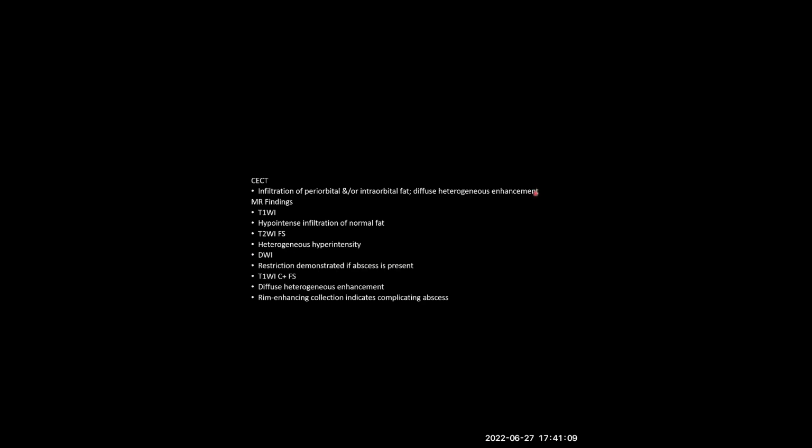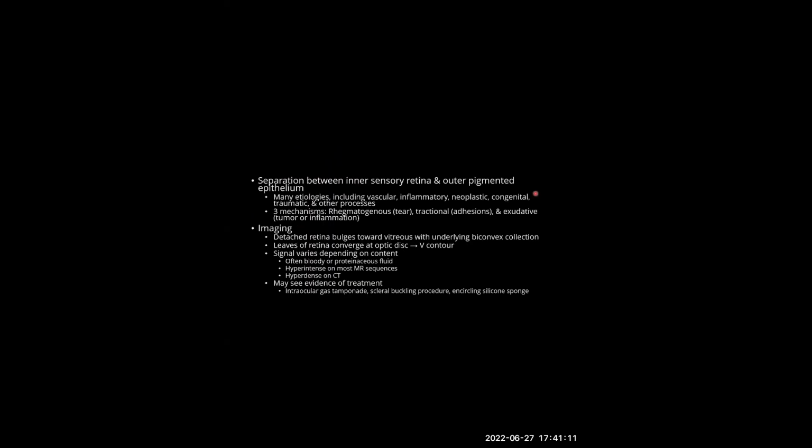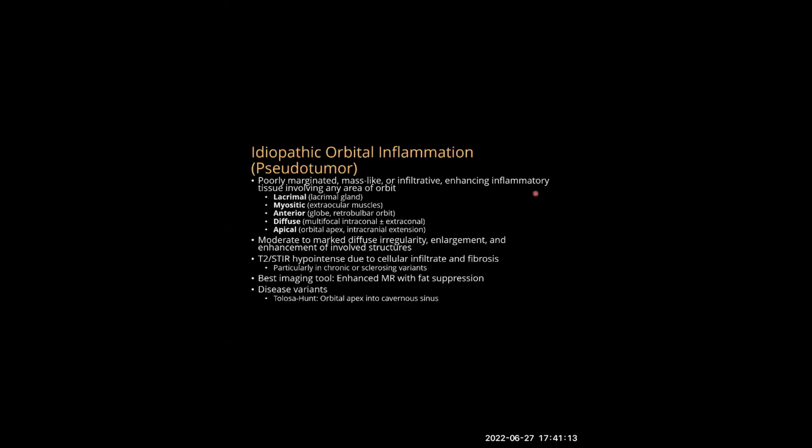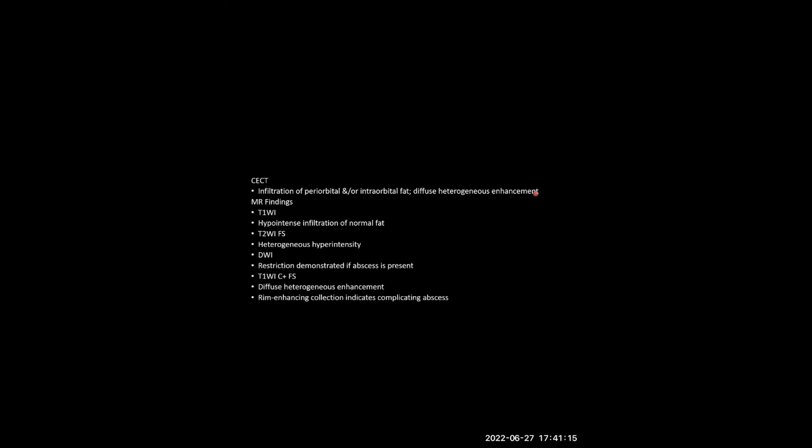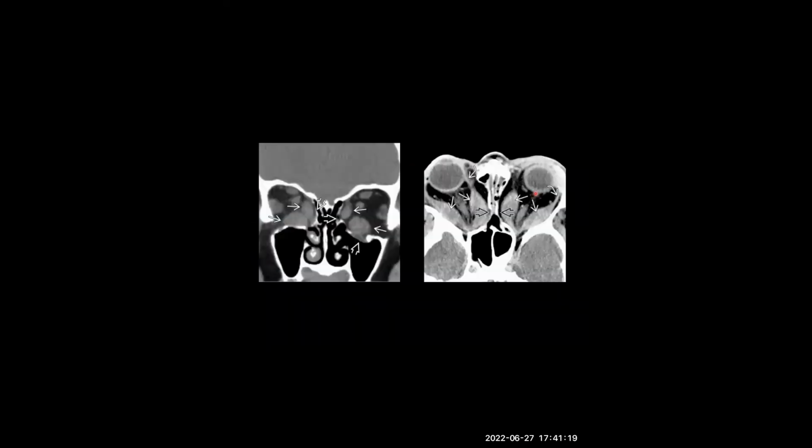On the other hand, in the orbital pseudotumor, there is no sparing of the tendon. Okay.